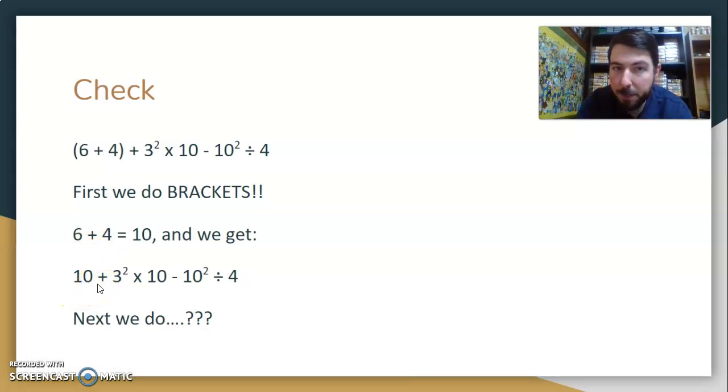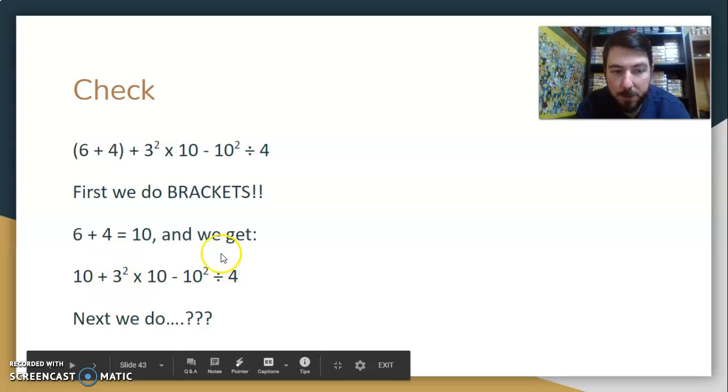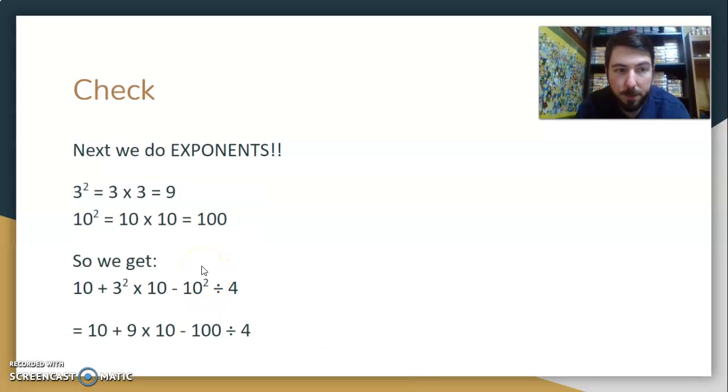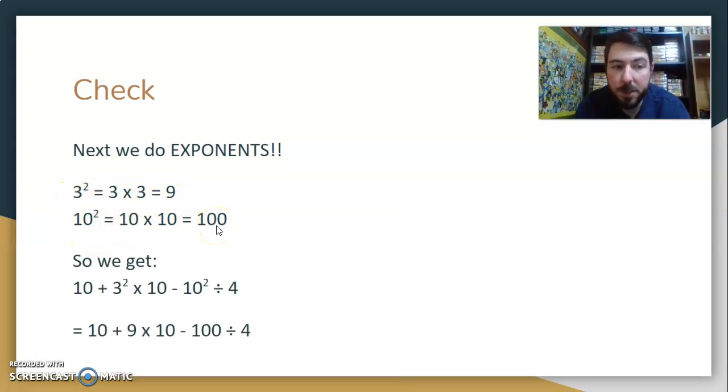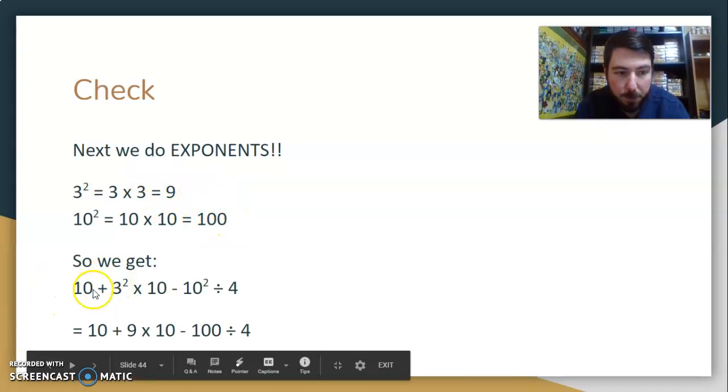What do we do next in BEDMAS? We do exponents. We have a 3 to the power of 2, and we have a 10 to the power of 2. So we can solve those. 3 to the power of 2 is 9. 10 to the power of 2 is 100. Again, I'm just going to take these two numbers and replace them in the equation. So 3 to the power of 2 becomes 9, and 10 to the power of 2 becomes 100.